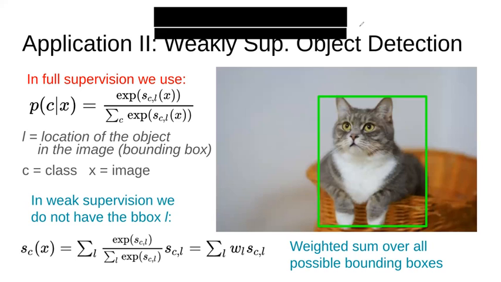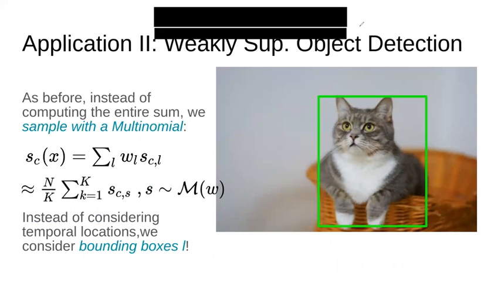Here we compute a weighted sum of the scores of all bounding boxes in an image, so that we will learn during training which bounding boxes are more important and which bounding boxes are more likely to contain the object of interest. And here you can see that it's again the same thing. We have a set of possible locations, in this case, a set of possible bounding boxes, and we want to find which one is the good one, which one contains the object.